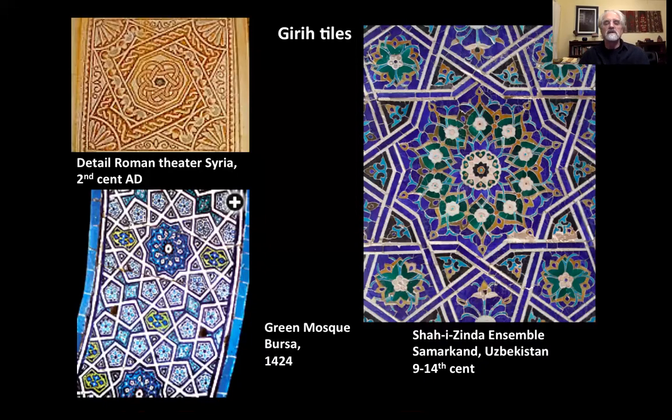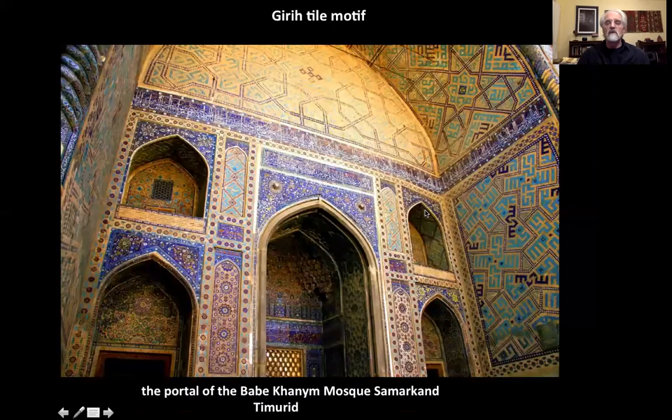And here we see examples of tile from various sources. Roman theater in Syria, 2nd century AD. Here we are in Turkey, in Bursa, in the Green Mosque, which I've been to, and is actually quite a splendid structure. And you can see the various geometric elements worked from the tiles. And here's tile work from Uzbekistan and Samarkand. And here's a quite striking example of that work in the mosque in Samarkand. And you can see tiles covering the entire surface of the structure and presenting a variety of different pattern elements.